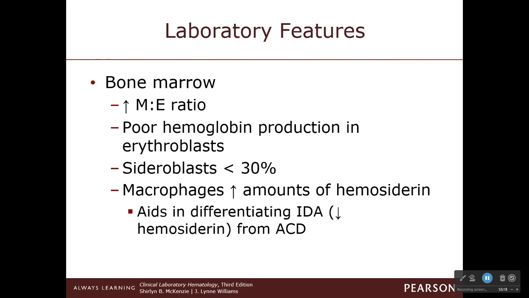Poor hemoglobin production in the erythroblast, so you're going to see a decrease in that. Sideroblasts are less than 30%, so you're going to see a decrease in the hemosiderin in the erythroid cells. But in the macrophages, you're going to see an increase in hemosiderin. So when you did your iron studies, your Prussian blue, the macrophages would have lots of hemosiderin, lots of iron in them, whereas the sideroblasts would be decreased. This is what aids in differentiating IDA. In IDA, the hemosiderin would be decreased in the macrophages. Questions about that, guys? All right, let's move on.